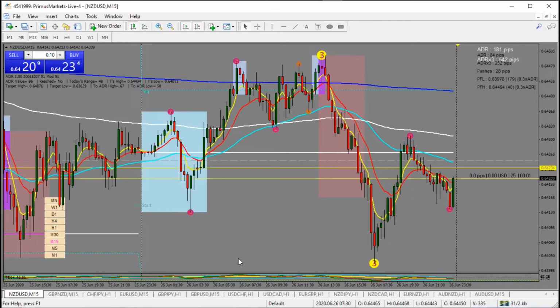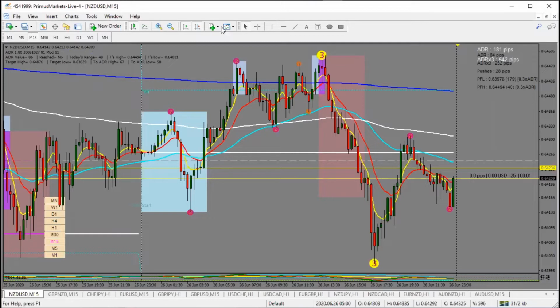Remember last time we spoke on the topic about London patterns. I didn't quite show you the examples of those London patterns, so I thought this might be a good opportunity for me to show you the London patterns.